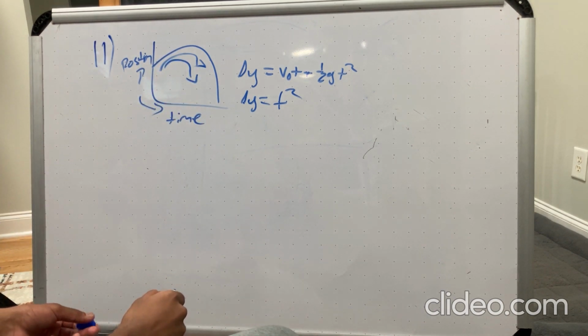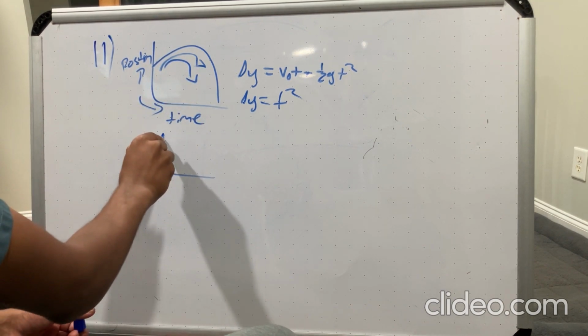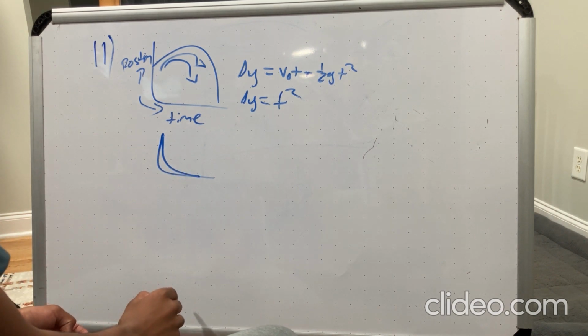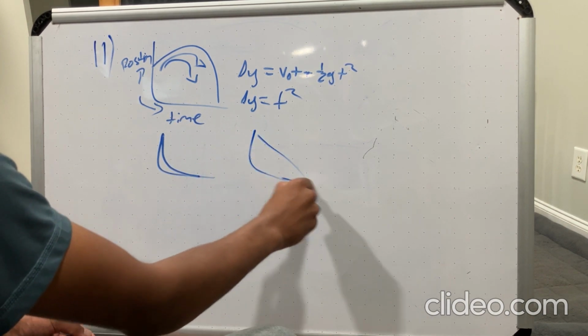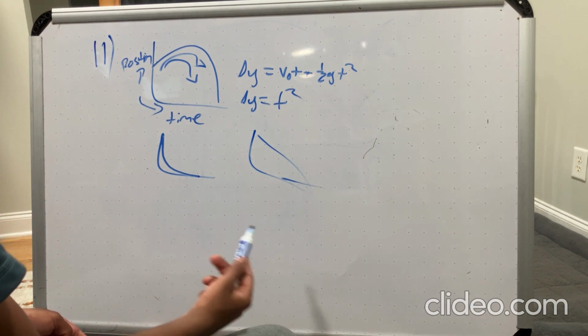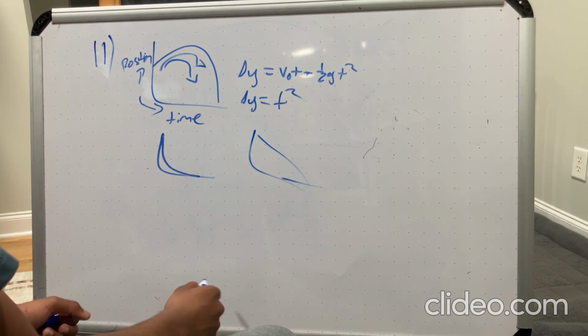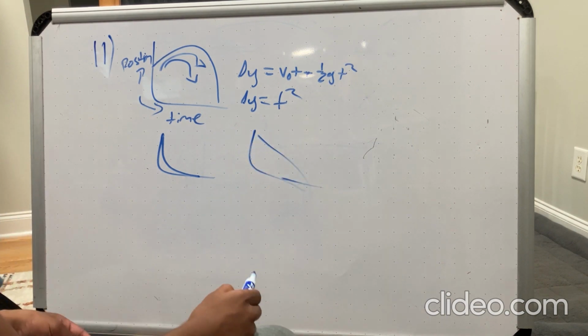If it was inverse, it would be like this. If it was any other thing, if it was linear, it would be like this. If it was cubic, it wouldn't even be possible.